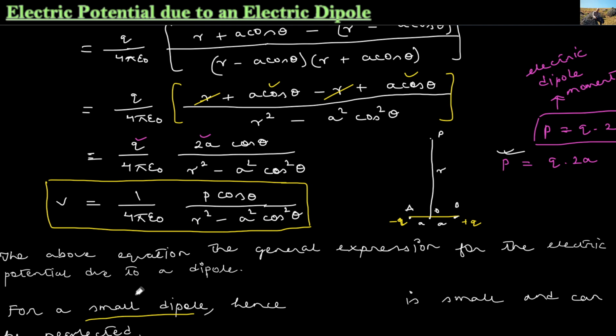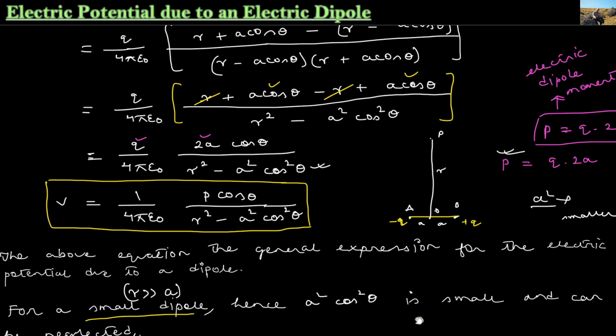In this case, for a small dipole, what does it physically mean? It means that r is very large in comparison to a. So when r is very large in comparison to a, when you take the a square term, even if you take the square of this number, this will be even smaller. So that is why the term a square cos square theta is small and it can be neglected.